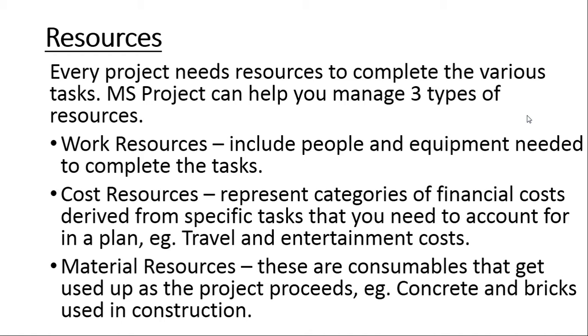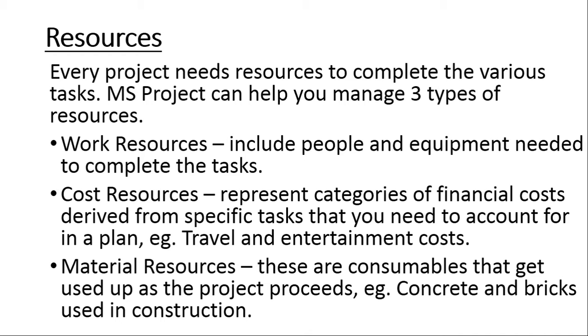In MS Project, we can define three different types of resources. The first type of resources are what we refer to as work resources. These include people and equipment needed to complete the tasks. So work resources are actually resources that perform work. So a person can perform some work. Equipment can also perform some work.